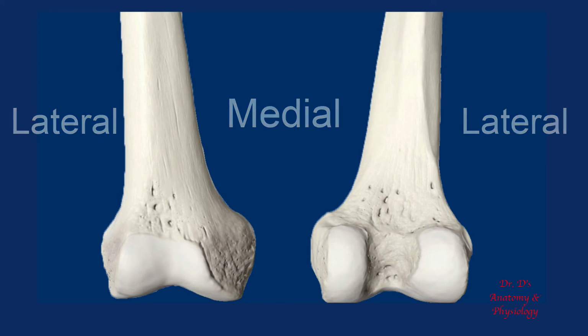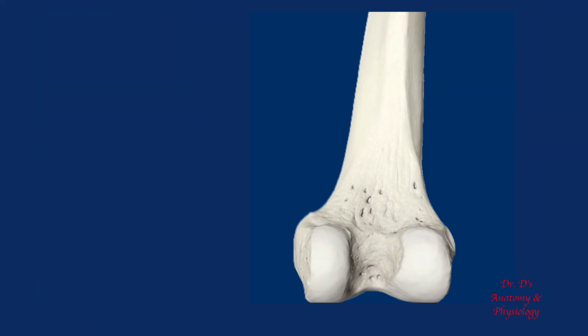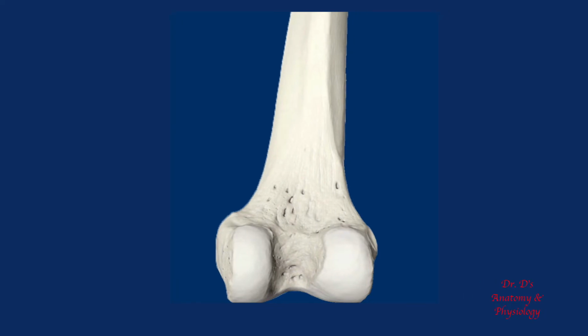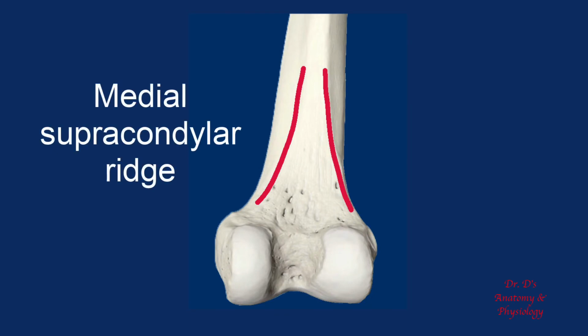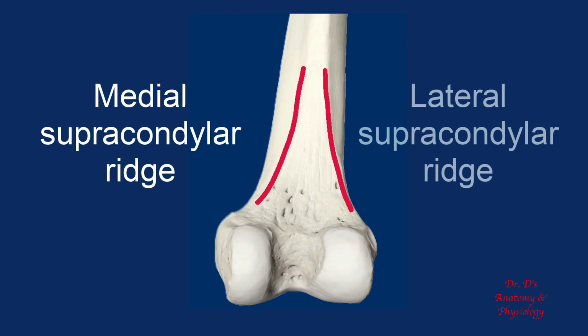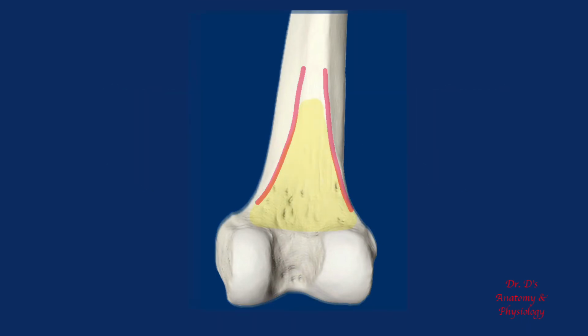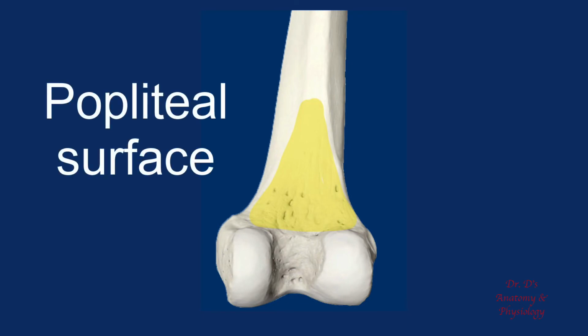Now let's look at the posterior side first. Where the linea aspera ends, two lines begin and diverge distally. These linear elevations are respectively called the medial supracondylar ridge and the lateral supracondylar ridge. The surface between these ridges, which is essentially behind the knee, is called the popliteal surface. The Latin term popliteus refers to the back of the knee.